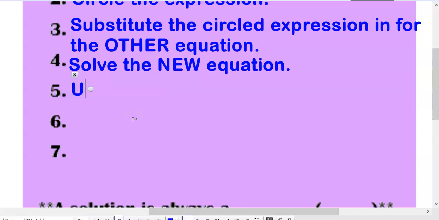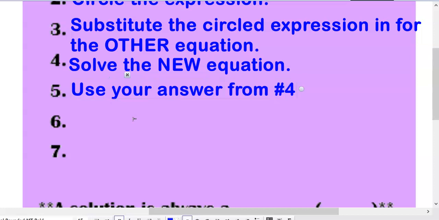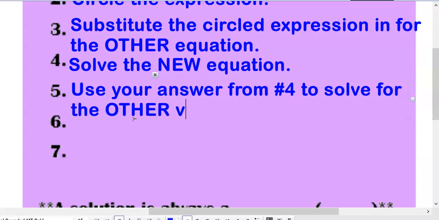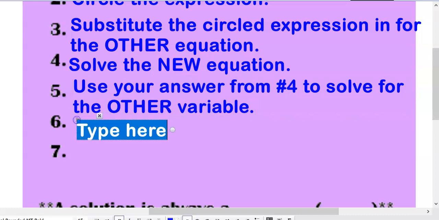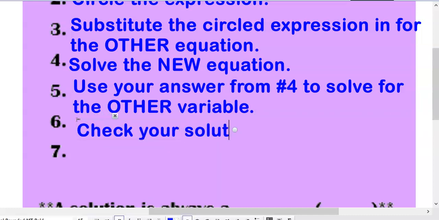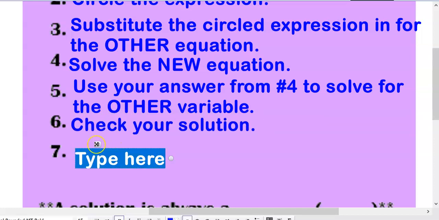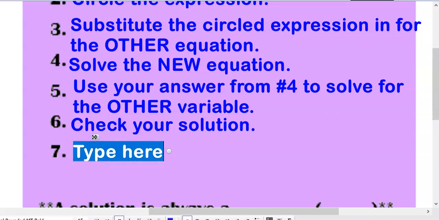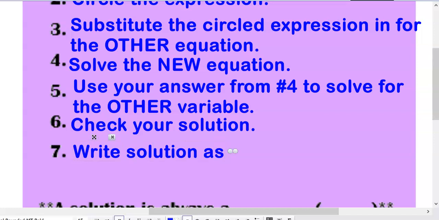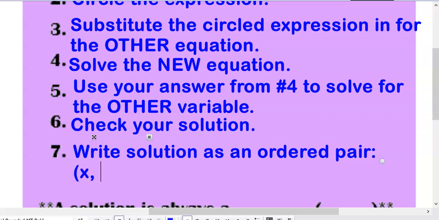Step 5, use your answer from number 4 to solve for the other variable. Number 6, check your solution. And then finally, step 7. A lot of people forget. Think about what we did Monday and Tuesday. Write solution as an ordered pair. So remember, ordered pair is x, comma y with parentheses around that.